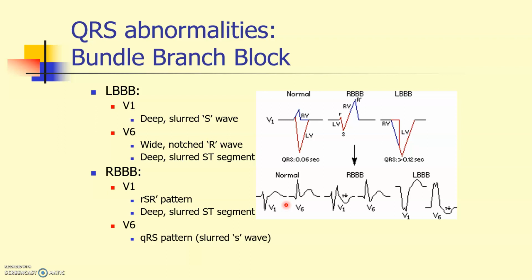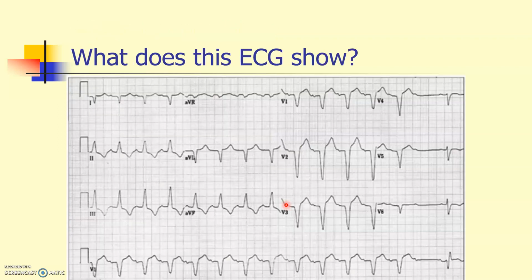And then in V6, you get a slurred S wave, and that slurred S wave represents the delayed depolarization of the left ventricle. So these patterns, you need to learn them and identify them when you see them on a slide. And in fact, here's one.